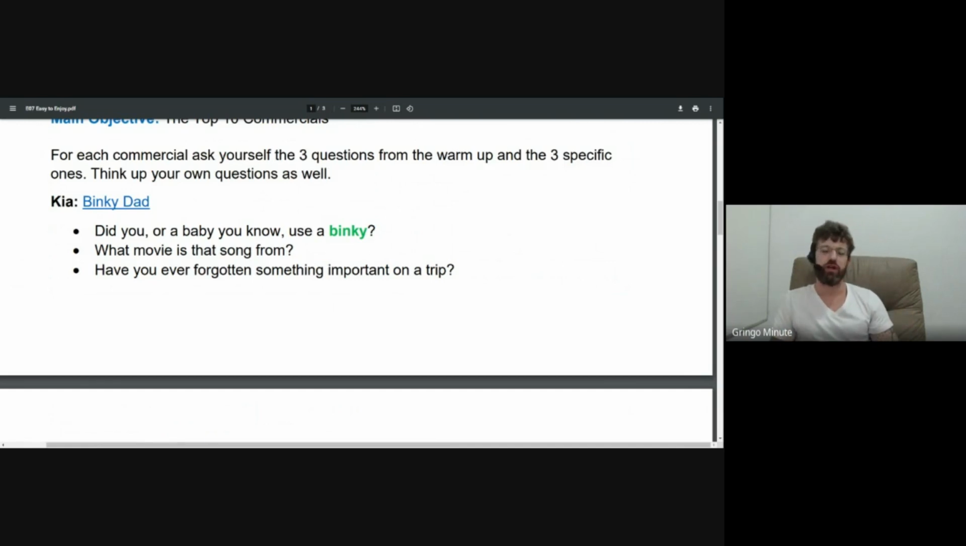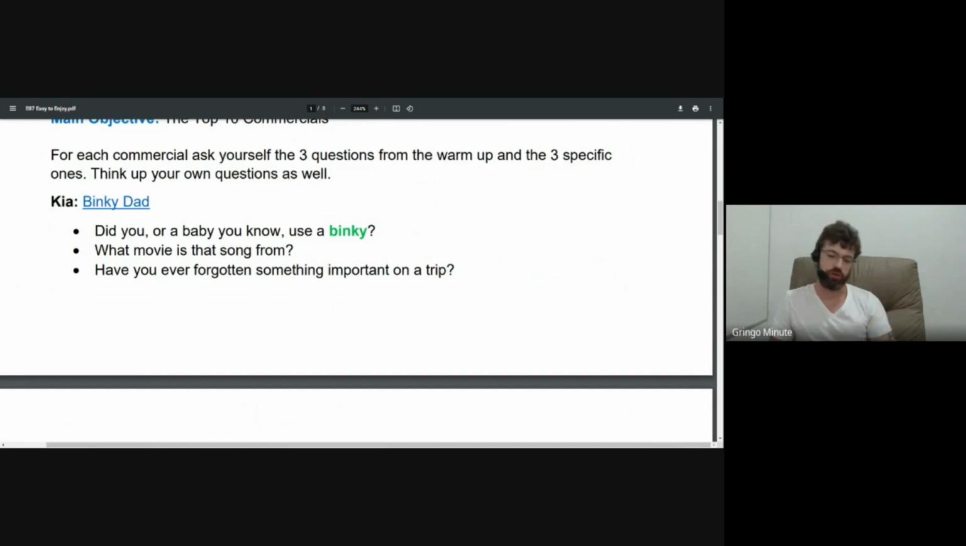And their message is that if you buy a Kia, we will be there to support you. Everybody will respect you and will help you no matter what the situation, even if you forget them.